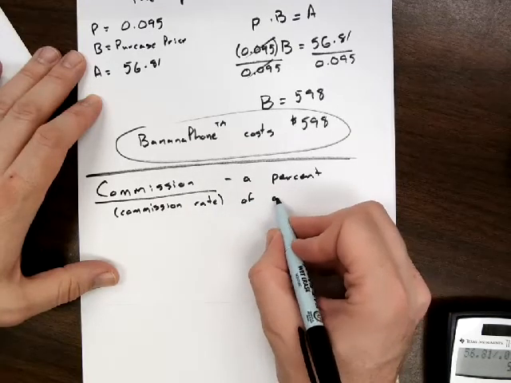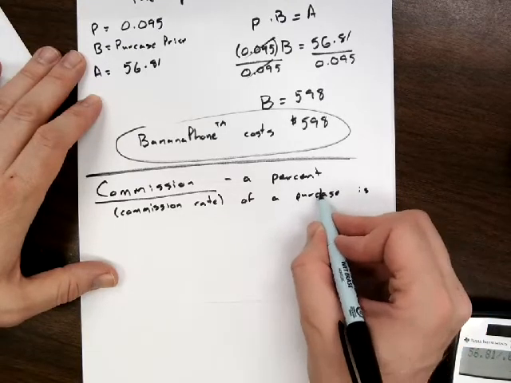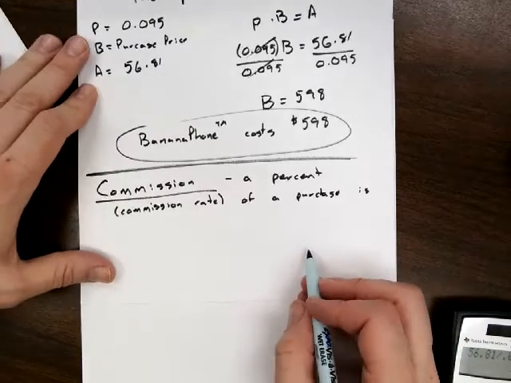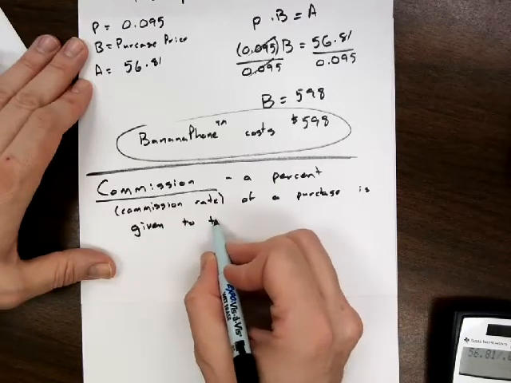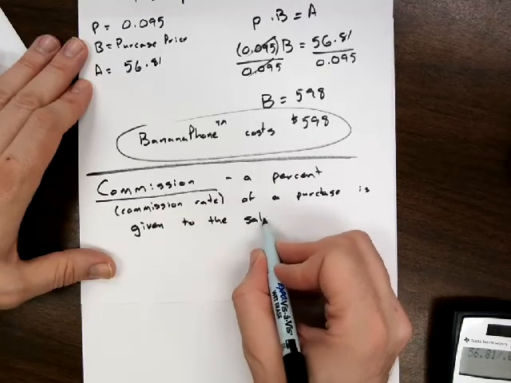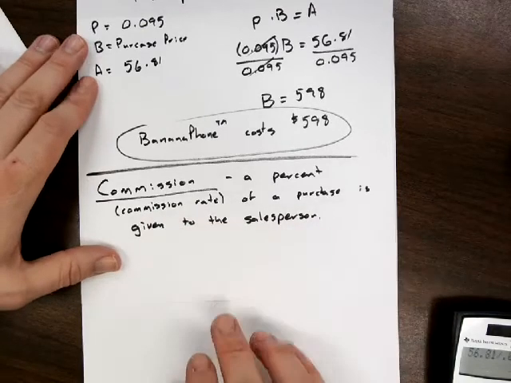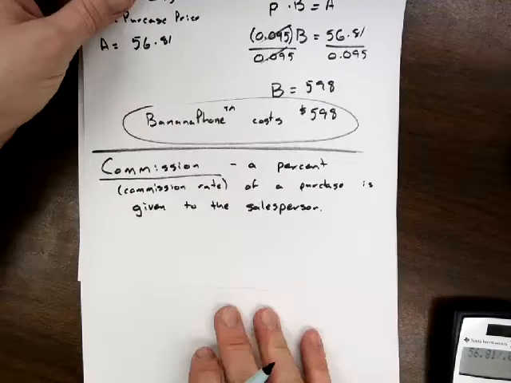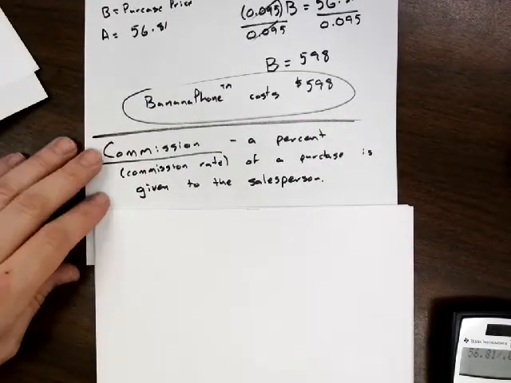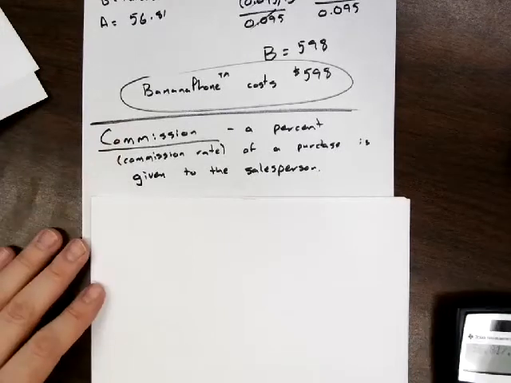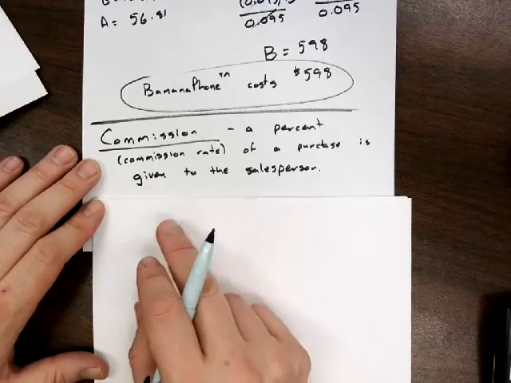Of a purchase is given to the seller or the salesperson. That's commission. Well, there's lots of professions that do this, but the idea is going to be the same for most of these things. We're still going to look for the percent, the base, and the amount.